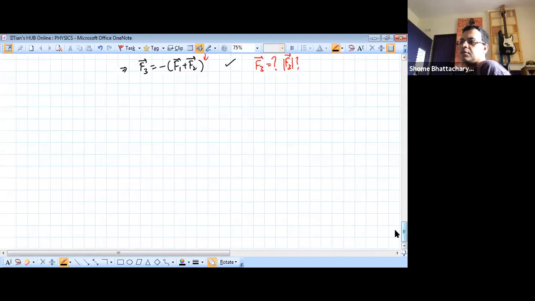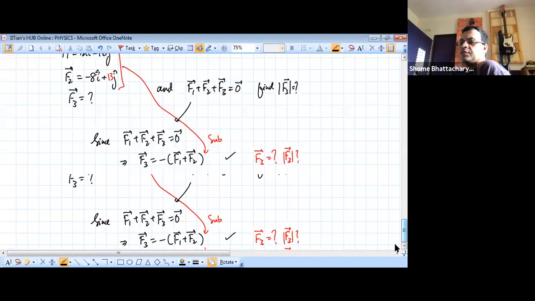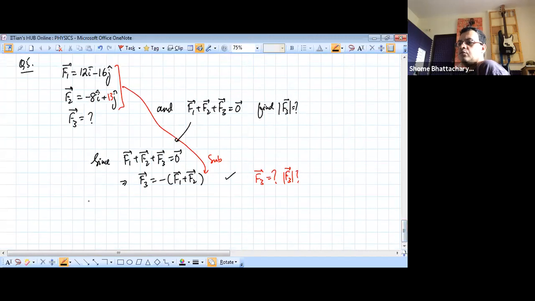So getting the question, people. So now you substitute here ना. So vector F3 is equal to minus of F1. F1 कितना है 12 i cap minus 16 j cap plus F2, और F2 कितना है minus 8 i cap plus 13 j cap.